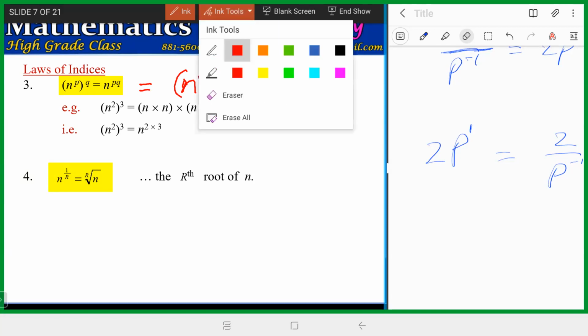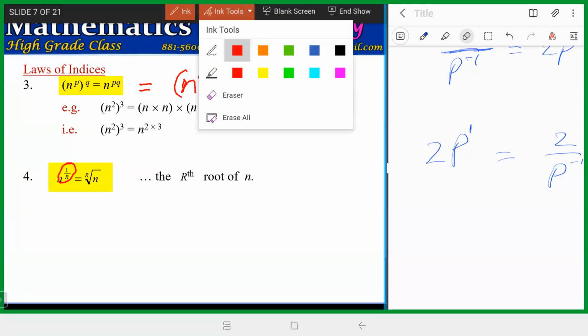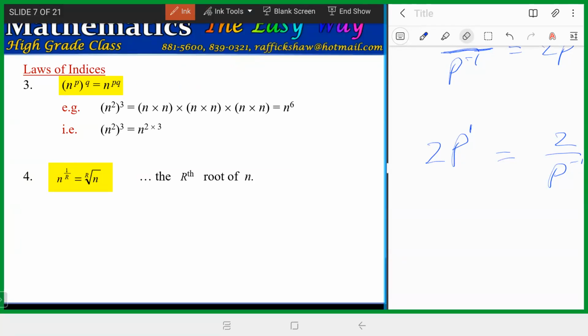So like right here, we have 1 over r. Let me write it. If I have n to the 1 over r, this is the same as the r-th root of n to the 1. The 1 is the power and the r is the root. So that's why I don't need to show the 1.